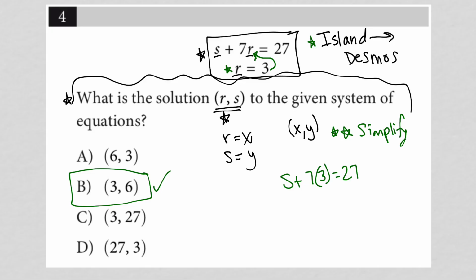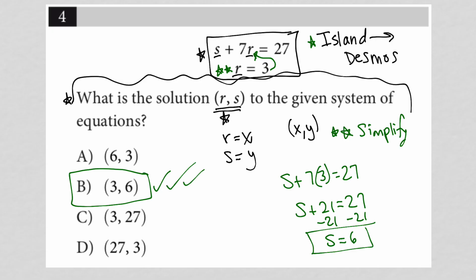So being that the question told us that R is 3, I'm just going to replace R with 3 in the first equation. This gets me to S plus 21 equals 27. I subtract 21 from both sides, and I get that S is equal to 6. The only answer choice where S is equal to 6 is choice B, and I knew already from the beginning that R was equal to 3, so that's how I would confirm that choice B is the correct answer using this other strategy, simplification or simplify.